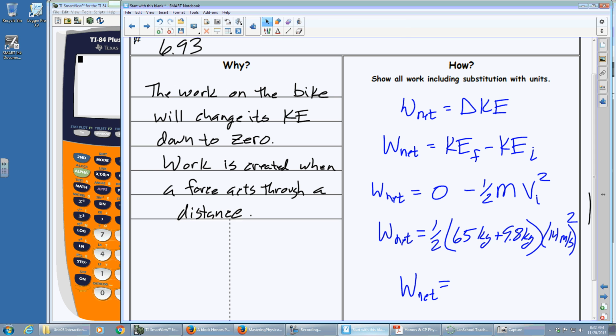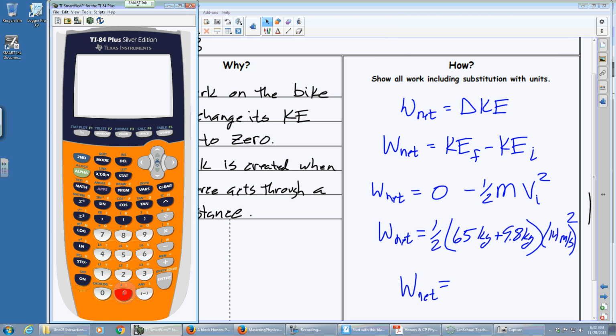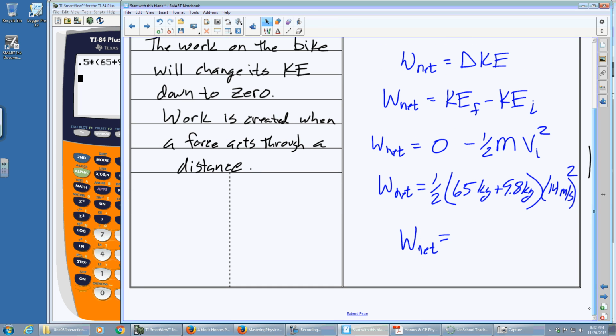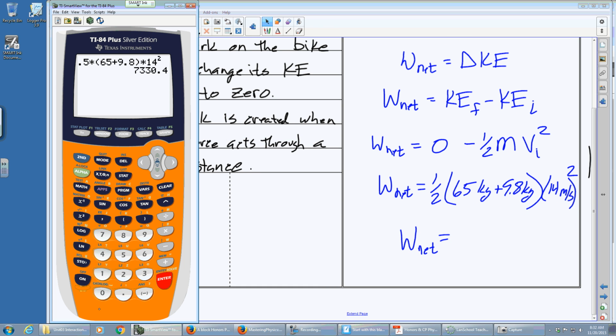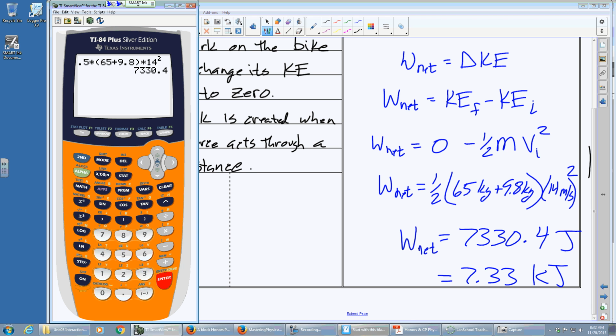Let's see what I get. So 0.5 times parentheses 65 plus 9.8 close parentheses times 14 squared. And I get 7,330.4, which I'm going to report as 7.33 kilojoules, because this is in joules. Let's see if I got that right. I hope I did.